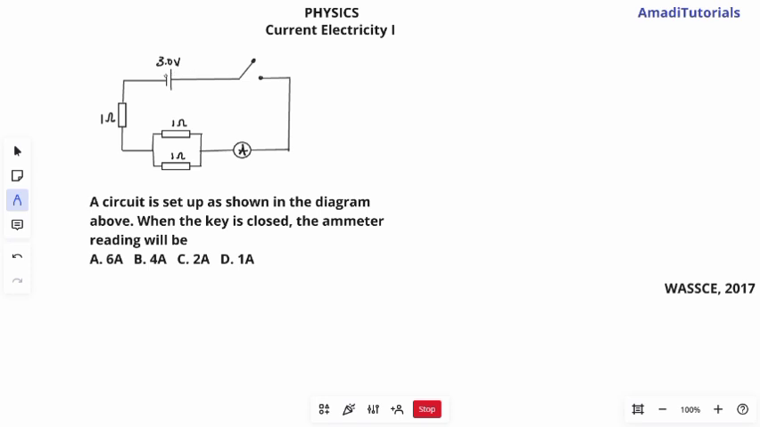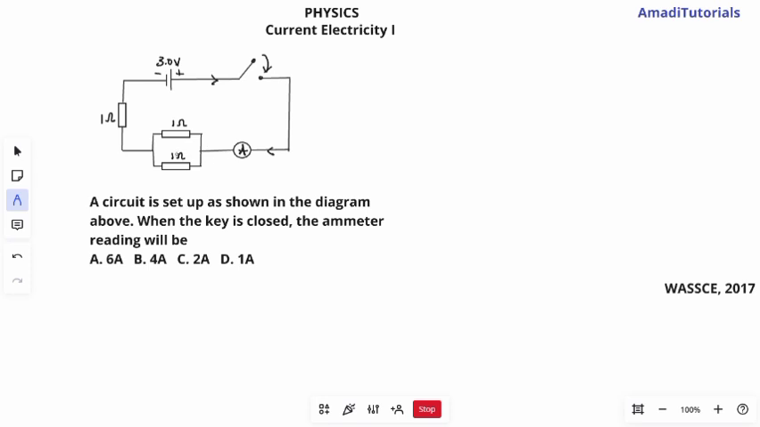So as it is now, current doesn't flow from the cell. There's no current drawn because the key is open. So when the key is closed, current begins to flow. Remember, this side is the positive, this side is the negative. Conventionally, it flows from the positive. So it will flow down and flow through the ammeter, and the ammeter will take the reading.